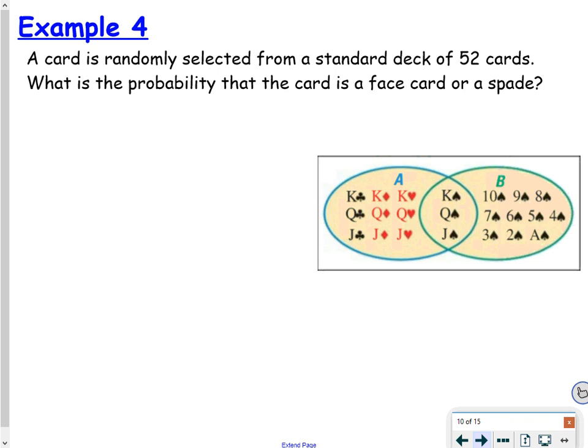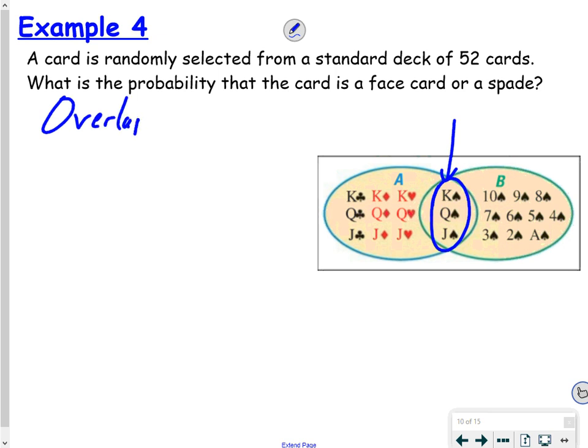In example 4, once again, we're going back to these card examples. We're selecting one card out of the deck at random, and we're going to try to figure out the probability that the card is a face card or a spade. Like we said before, we've got to figure out, is it disjoint or overlapping? Clearly from the diagram, we can see that this is overlapping. They have events in which both of them could happen at the same time. If we take a look at these 3 cards, they are both face cards and spades.